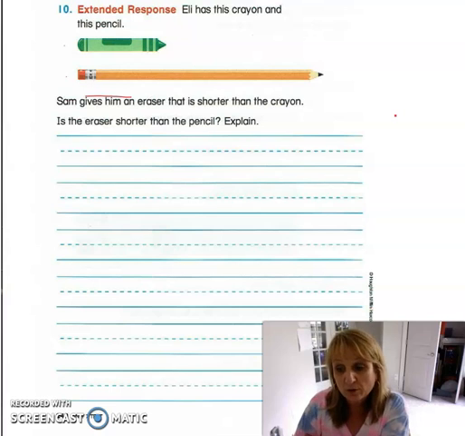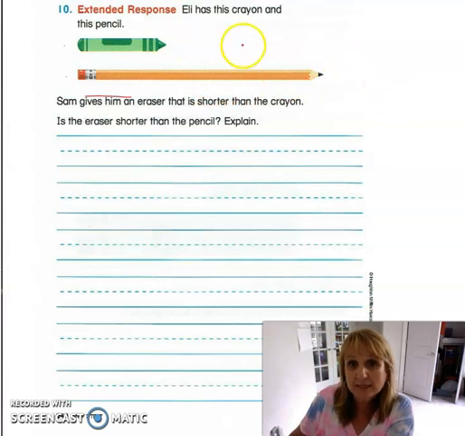So I'm going to read it one more time. Eli has this crayon and this pencil. Sam gives him an eraser that is shorter than the crayon. Is the eraser shorter than the pencil? Explain. All right, go ahead and pause while you finish that off. And when you come back, I'm going to tell you and your mom and dad what you need to do next for the test, okay?